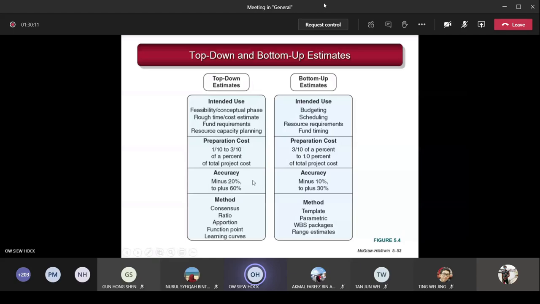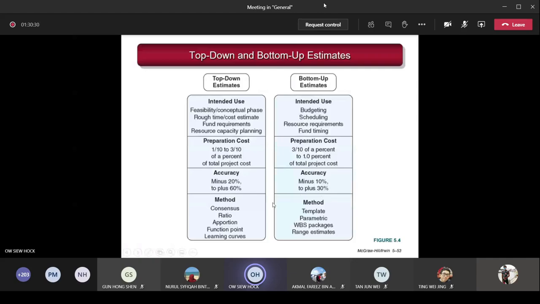So the accuracy of using the top-down approach will be minus 20% to plus 60%. Accuracy for the micro approach, which is more accurate, is minus 10% up to 30%. But this one should be higher. I think something is wrong here. The bottom-up should be more accurate.